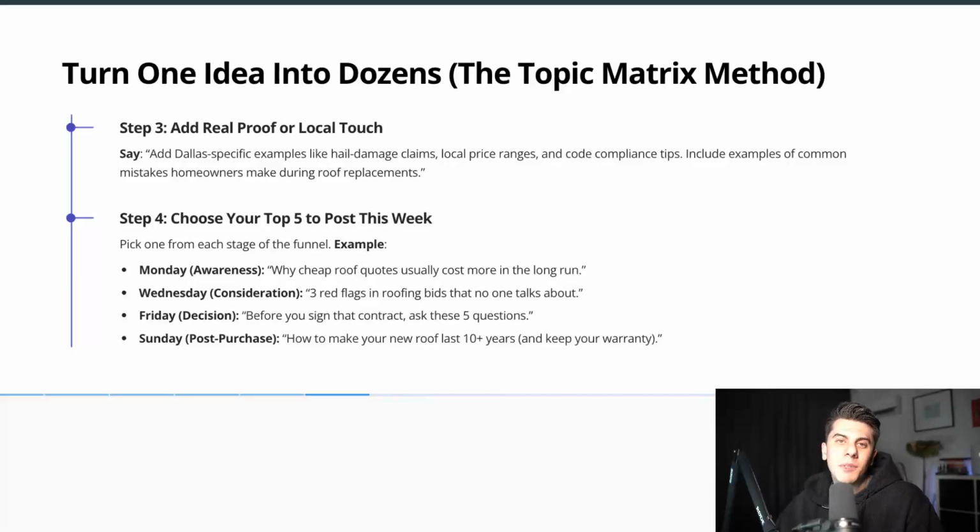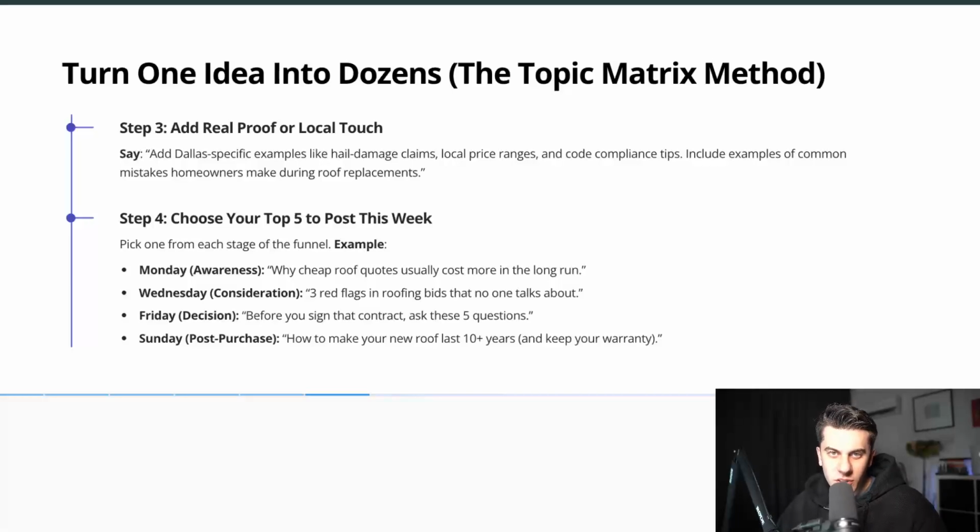Once ChatGPT gives you the full matrix, don't post all of them right away, please. You want to pace your content like a smart storyteller. Here's what you do instead. Pick one from each stage of the funnel so you're always talking to people at different levels of awareness. Here's an example week. Monday, awareness: why cheap roof quotes usually cost more in the long run.